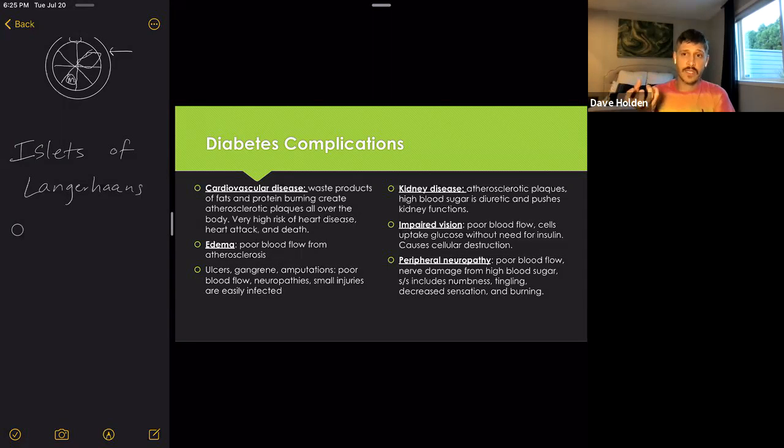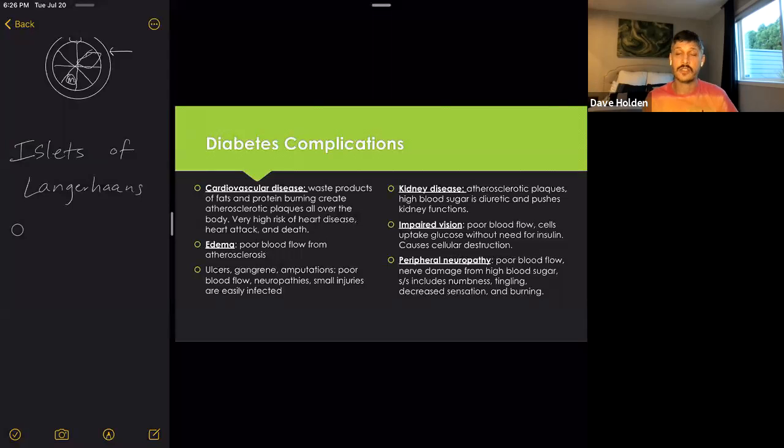Because of the atherosclerosis, now that the arteries are hardening, you reduce the blood flow to the extremities. That leads to edema. We also have, since there's poor circulation, we're more prone to ulcers and gangrene. This will lead to amputations if something goes gangrenous. Poor blood flow also leads to nerve conditions like neuropathies. This is why diabetics have to check their feet a lot.